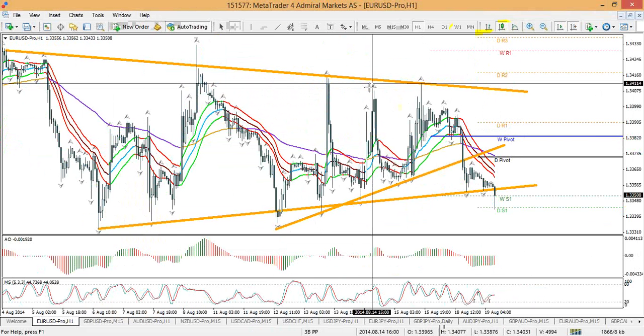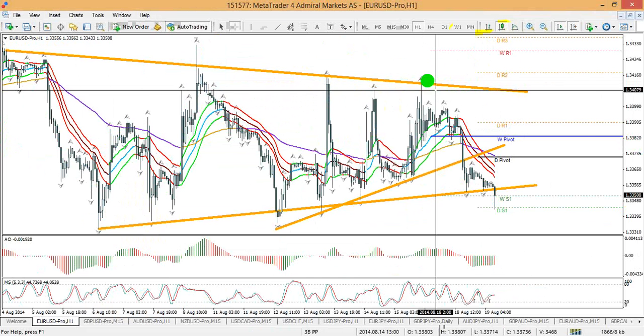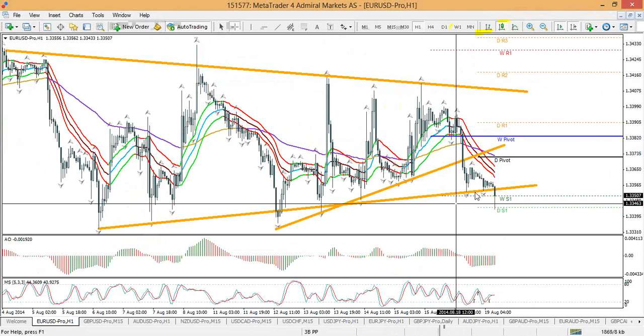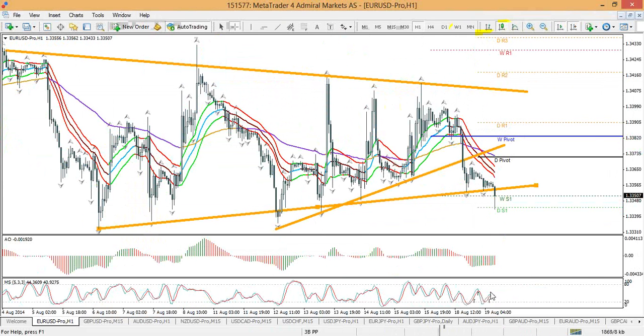So yes, this could be E, and we're heading back down again. And we're going to break maybe to the downside. So we're breaking the second orange line here, this lowest orange line on the hourly chart as we speak.